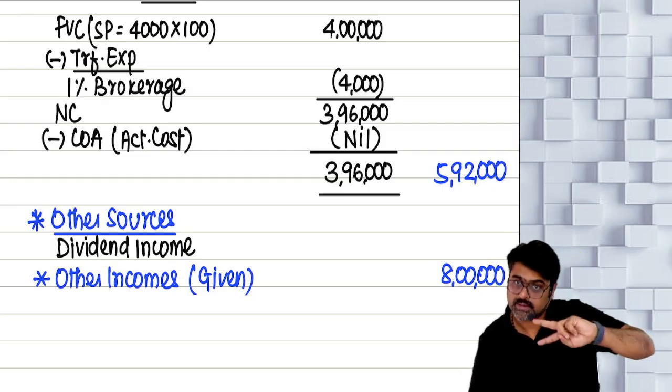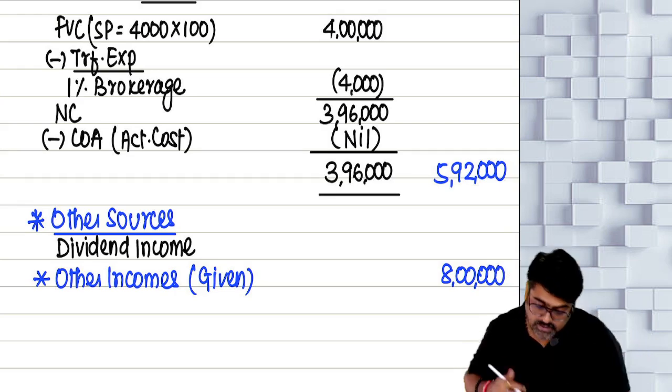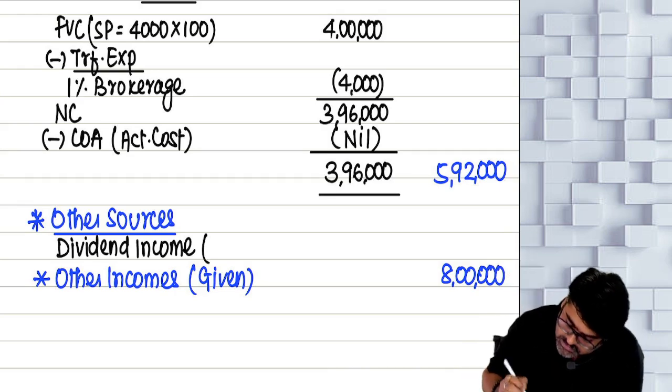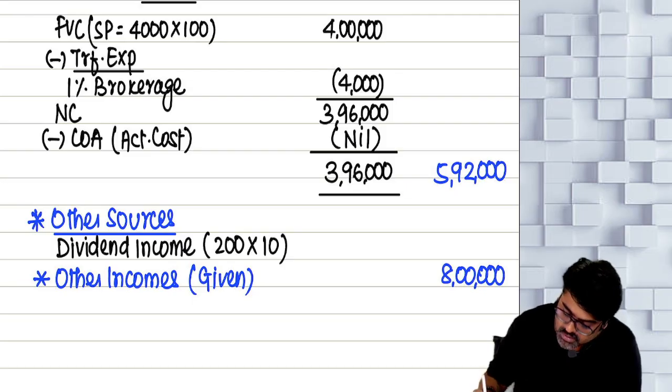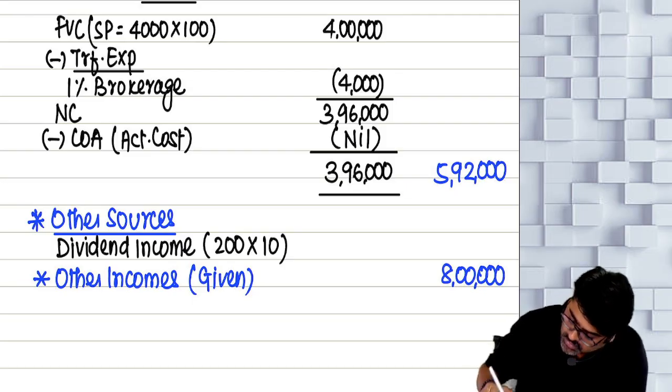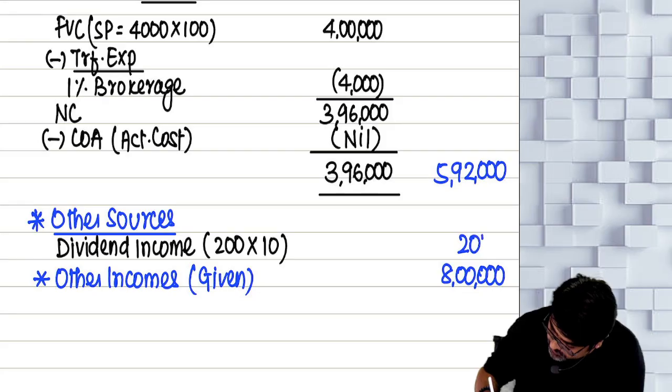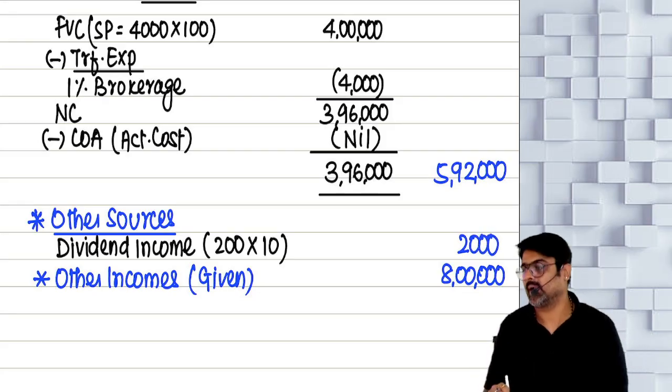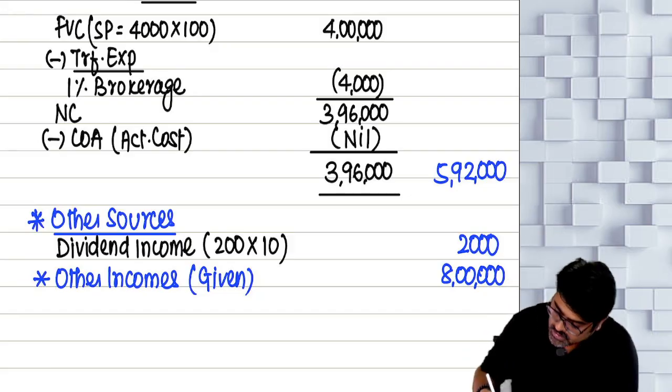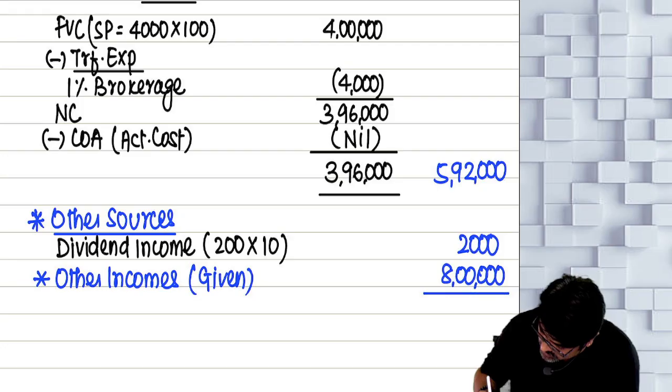So on those 200 shares, you are going to get dividend. Per share dividend is how much? 10 rupees given, no? So 200 shares, per share 10 rupees dividend. So 2000. That 2000 will be your income from other sources. And other incomes are also given. Yes or no? Now there is no income remaining, no? Sure? Okay. Now we'll do the total.